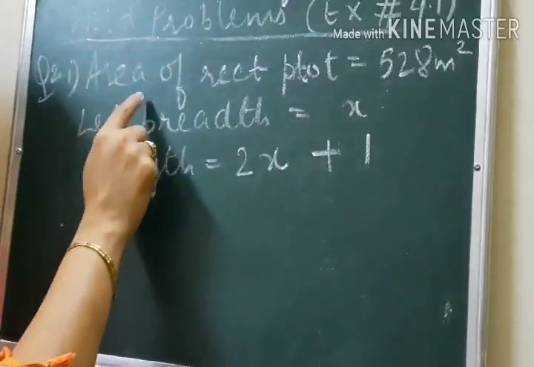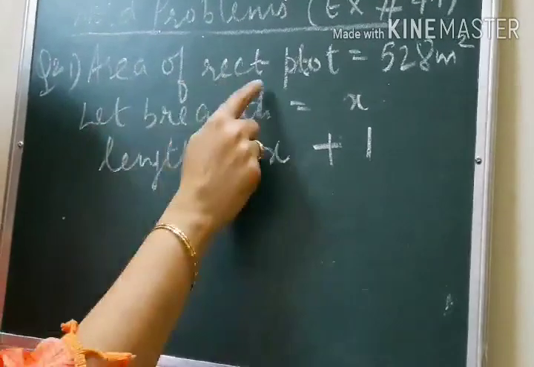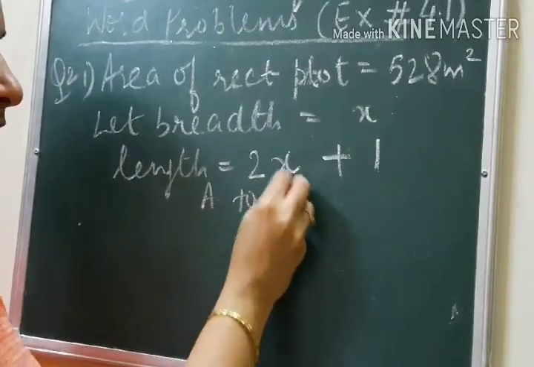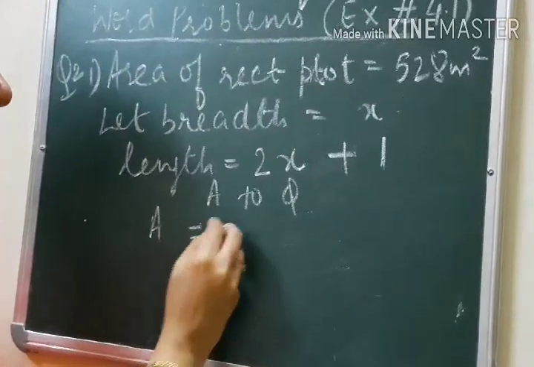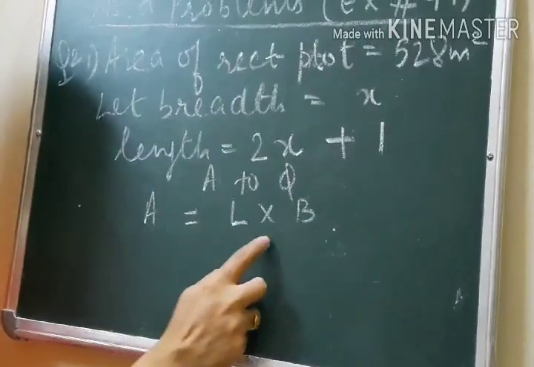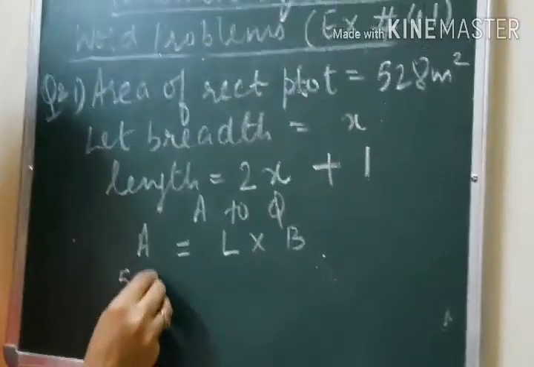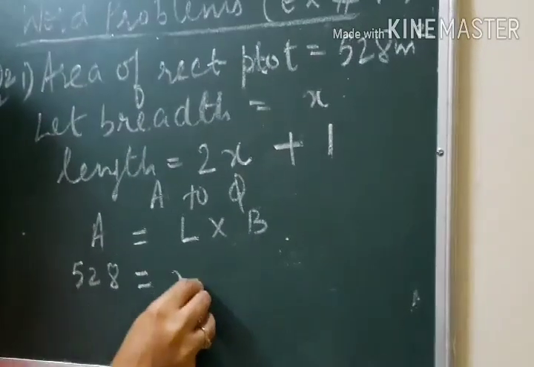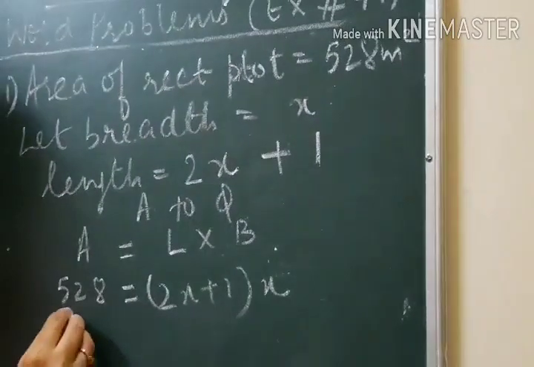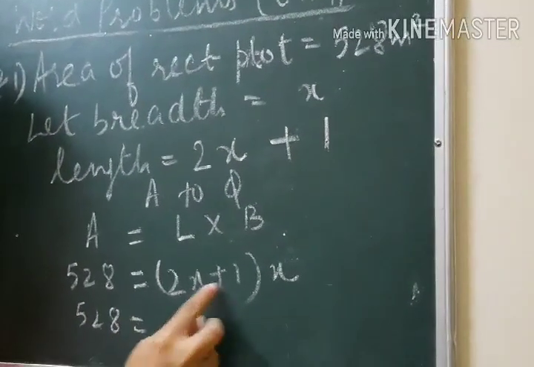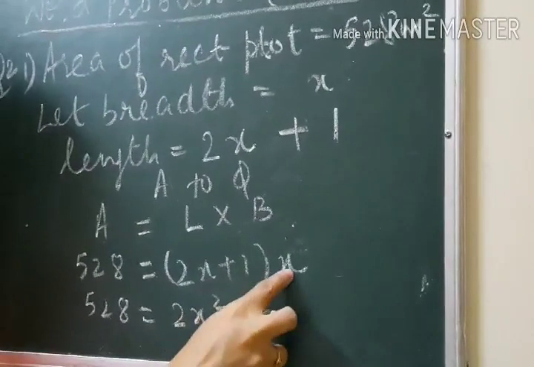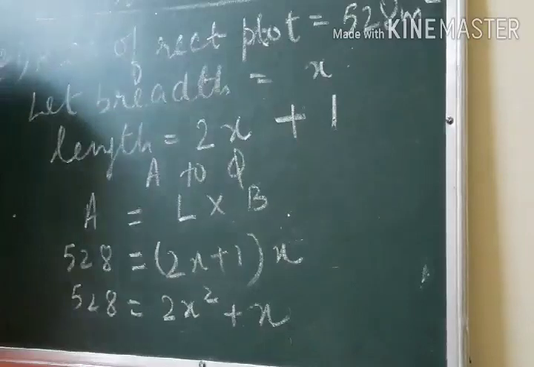Now what is given in the question? Area, breadth and length, and the area of the rectangular plot is given. You know the formula for the area of a rectangle: area is length into breadth, L into B. Just put the values. 528 is equal to, your length is 2x plus 1 and your breadth is x. So 528 is equal to, what is 2x into x? It is 2x square. 1 into x is x.